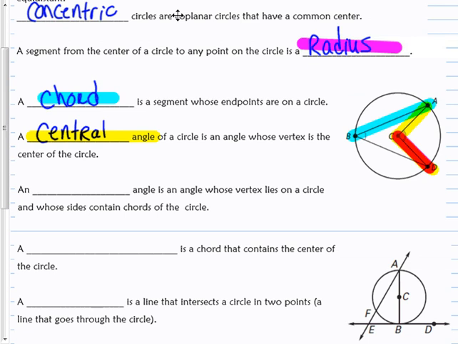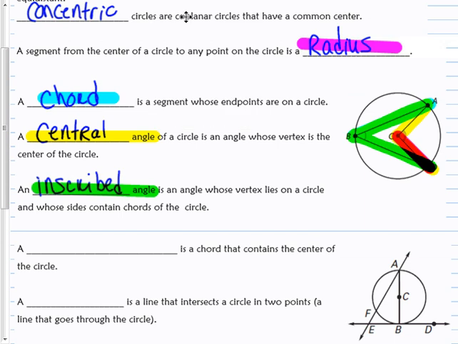An inscribed angle is our next word. The word scribe means to write, so it's written inside. An inscribed angle is an angle whose vertex lies on the circle and whose sides contain chords. So for example, here's a vertex on the circle. It's not in the circle. Angle ABD would be an inscribed angle because its vertex is on the circle, and then AB and BD are chords on the circle.